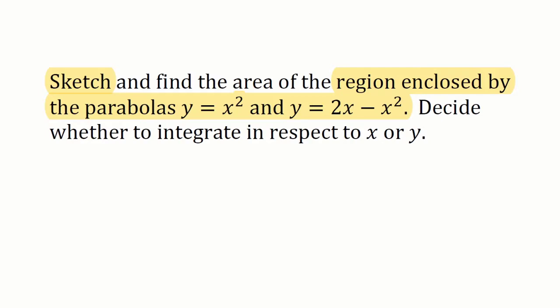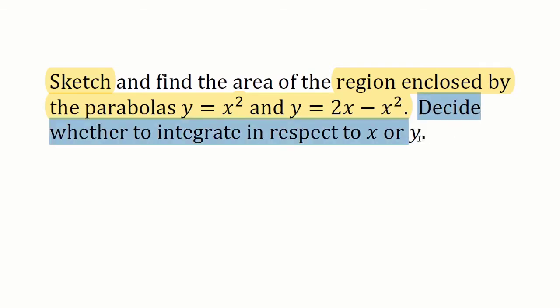I have not yet explained which one between the two curves is the x squared, and which one is the 2x minus x squared. But now let's look at this next description right here.